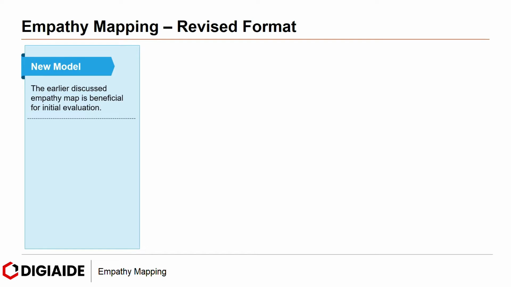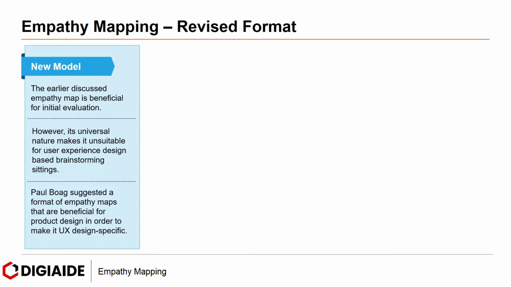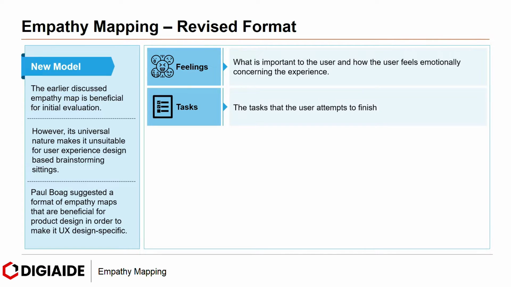The new model. The earlier discussed empathy map is beneficial for initial evaluation. However, its universal nature makes it unsuitable for user experience design-based brainstorming settings. Paul Borg suggested a format of empathy maps that are beneficial for product design in order to make it user interface design specific. And these include the following. First, feelings. What is important to the user and how the user feels emotionally concerning the experience. Next, task. The task that the user attempts to finish.